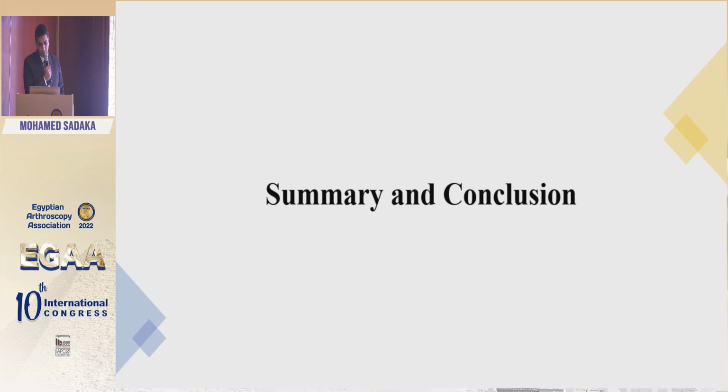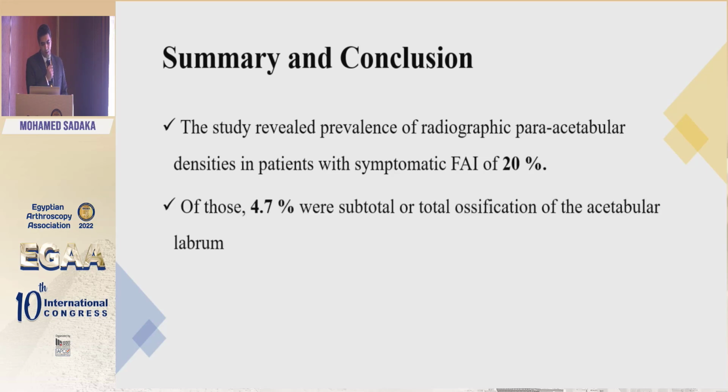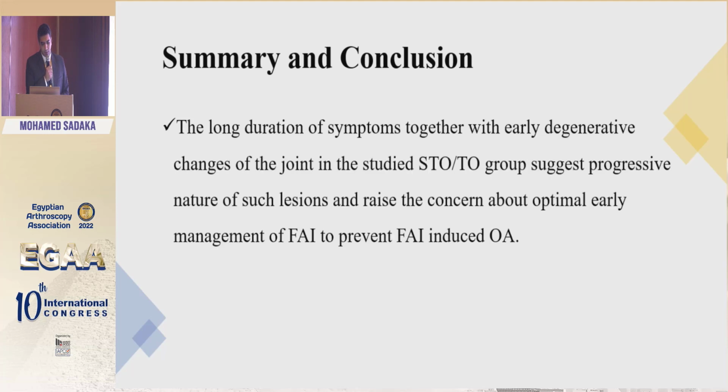Okay. Summary: the study revealed a prevalence of radiographic para-acetabular densities of up to 20%, and of those 4.7% were subtotal or total ossifications. There are several distinct radiological and arthroscopic characters of the labral subtotal ossification. Advanced chondral damage or labral degeneration was seen in this group. Therefore, in contradistinction to previous studies, subtotal ossification might indicate early osteoarthritic change.